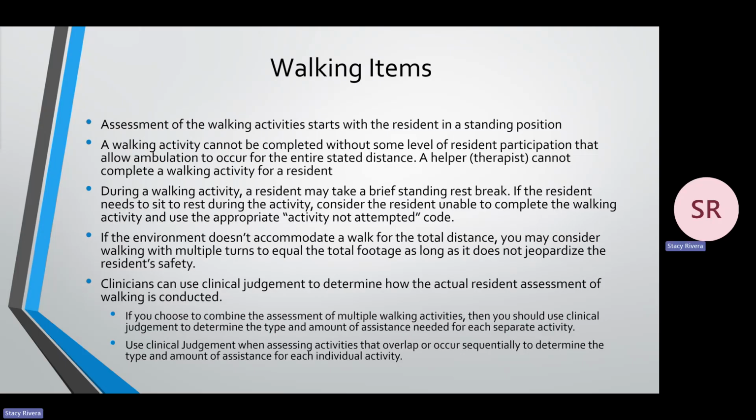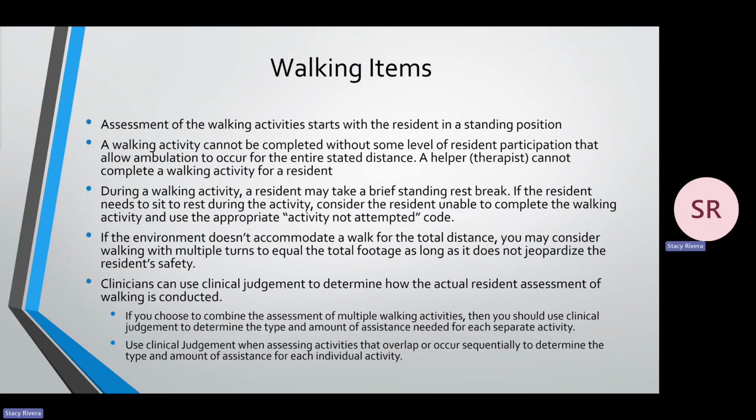And now we're to our walking items. The assessment of the walking activity starts with the resident in a standing position. So we're not doing the sit to stand transfer and scoring that they were min assist for that, or partial moderate to use our scoring terminology, and then factoring that into the whole activity. You're just scoring them from when they're standing and they start taking those steps to complete the walking items.